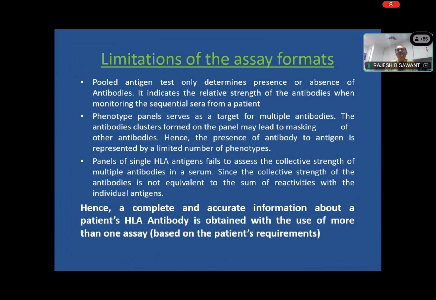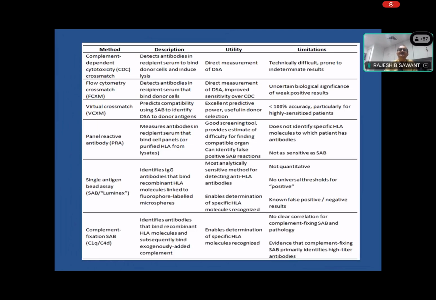You need to know what the limitations of these assays are. Like, the lysate-based cross match may be missing your DP and DQ antibodies totally. Your pooled antigens, as I said, may not be expressed properly and you may be missing certain antibodies. So you need to understand the limitations of the assay format and therefore use two different tests which will complement each other. Therefore, complete and accurate information about a patient's HLA antibody is obtained with the use of more than one assay, right? So that is the bottom line which we need to understand.